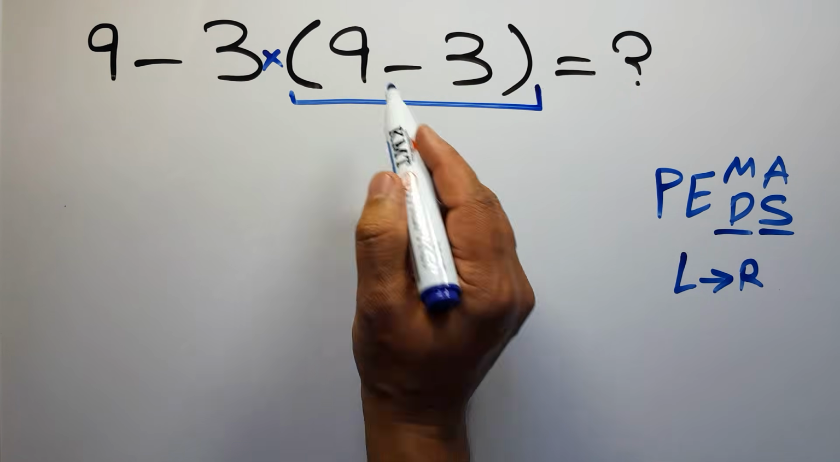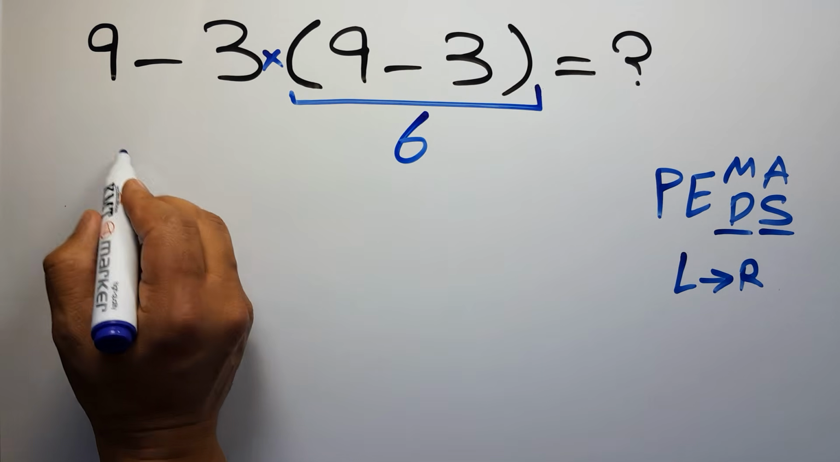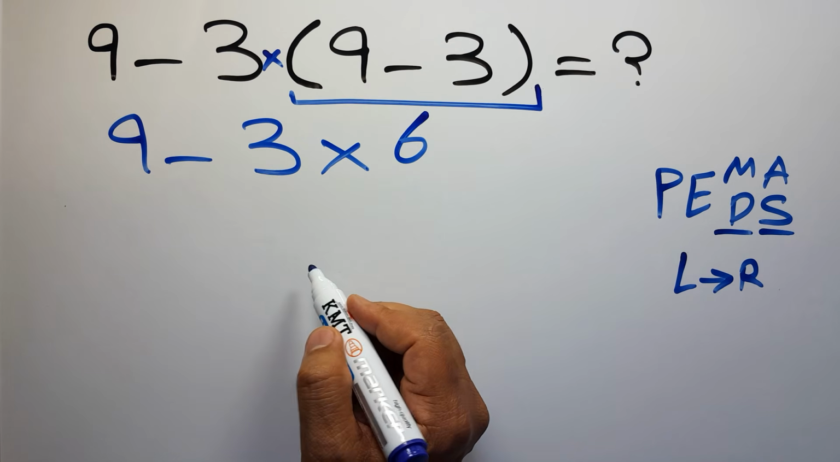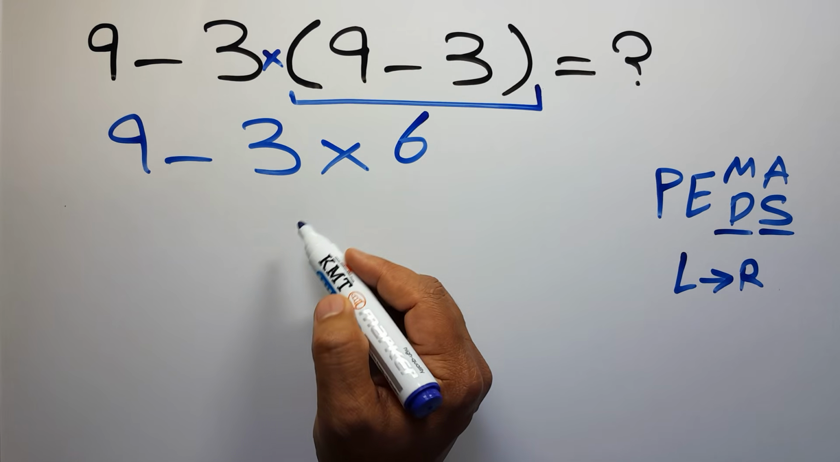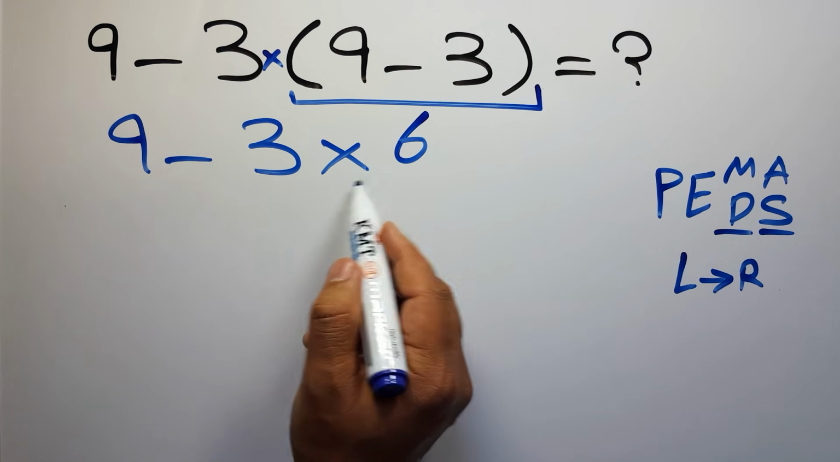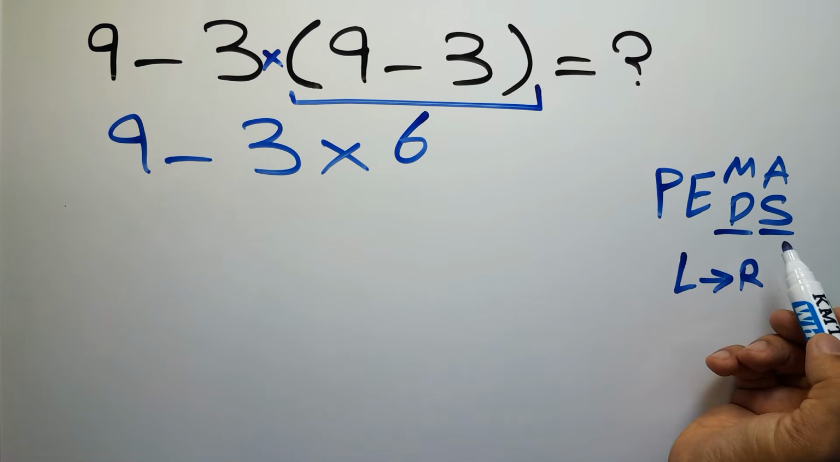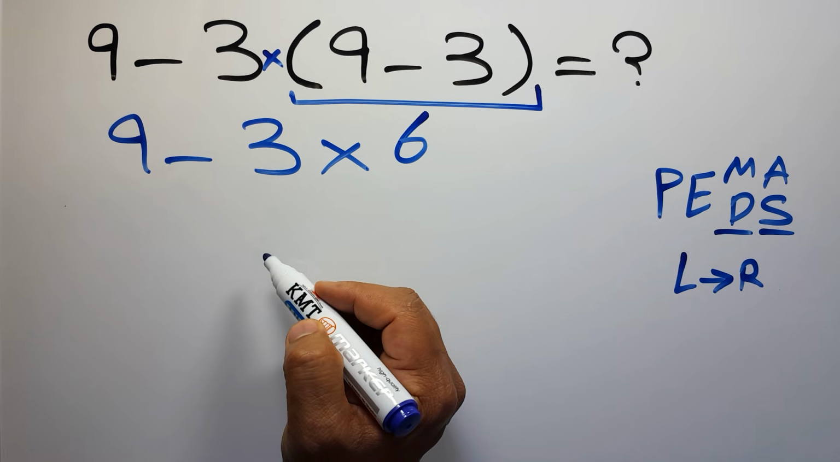Inside this parentheses we have 9 minus 3 which equals 6. So we have 9 minus 3 times 6. Now in this expression we have one subtraction and one multiplication. According to PEMDAS, multiplication has higher priority than subtraction because multiplication comes before subtraction. So here first we have to do this multiplication.